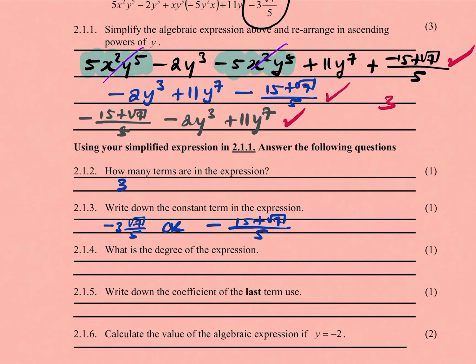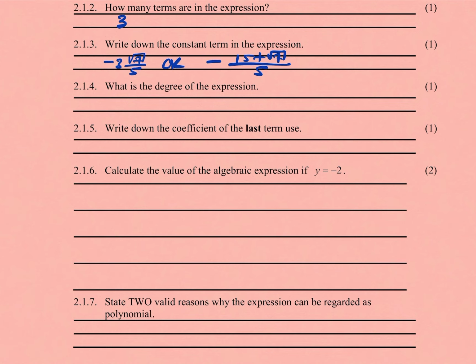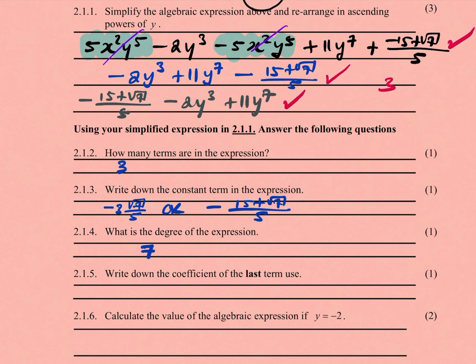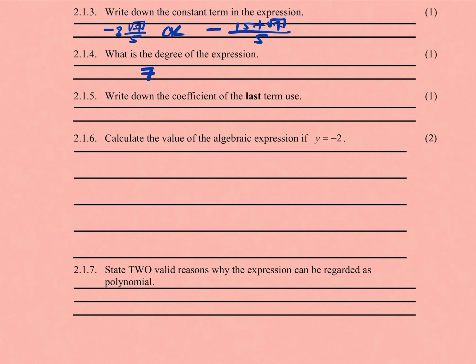What is the degree of the expression? The degree is the highest power of the variable's exponent in the expression. So you look at the powers, and the highest power here is 7. It's the degree of the expression. Write down the coefficient of the last term. The last term here is 11y to the power 7, so the coefficient is 11.